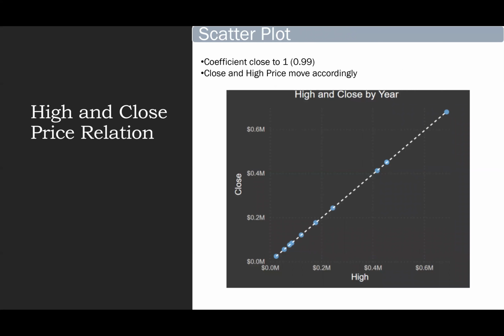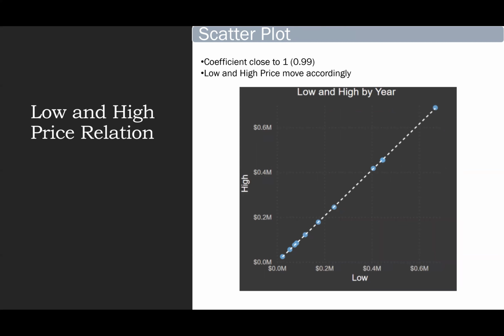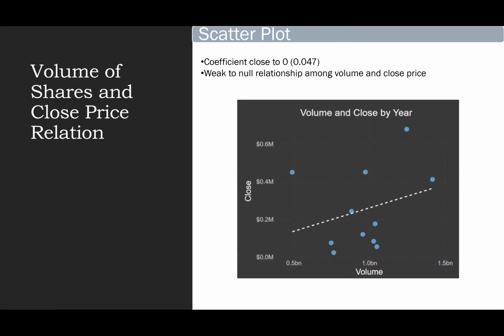The high price and the close price relationship has a coefficient close to 1, at 0.99, and as you can see, a trend line fits almost perfectly with the points that move positively in the same direction. Also, the low and the close price show the same correlation coefficient, and they move accordingly, as we can see in this trend line. The low and high price relationship also has a similar correlation coefficient, which means that they move in a positive direction as the market fluctuates: if they go up, they will move in that direction, or if they go down, they will move accordingly.